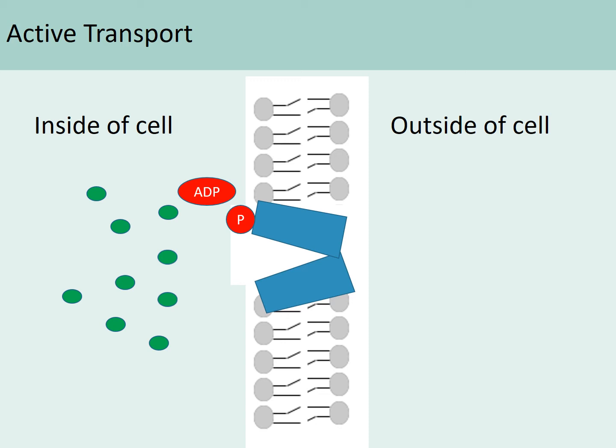So we have special proteins in our cell membranes that will actually connect with those particles, and then using energy from that ATP, it will move them from the outside of the cell to the inside of the cell. And what that ADP and P is representing is that energy has been released. So it's taking the energy to physically move them from the outside of the cell to the inside of the cell.